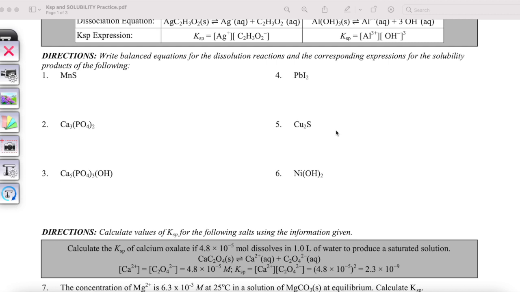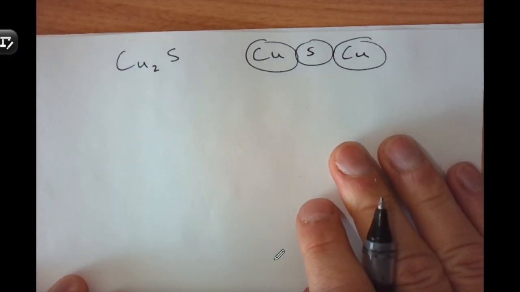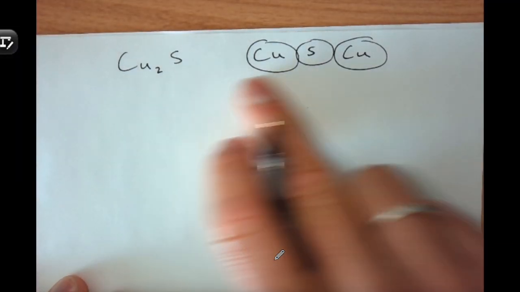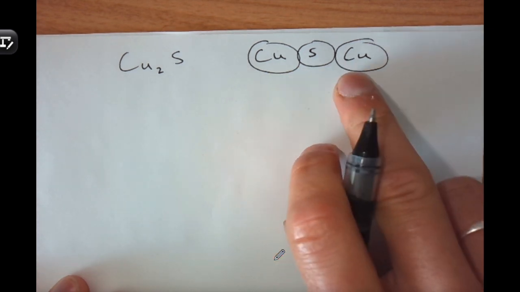Okay, great. So again, Cu2S. I want to figure out what this breaks apart into. So I'm going to show you how I imagine it. Okay, so here we can see that we have Cu2S present, and I've drawn it as a molecule, 2 Cus and 1 S.